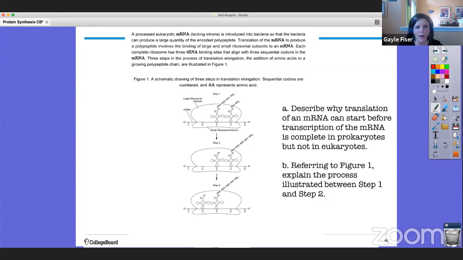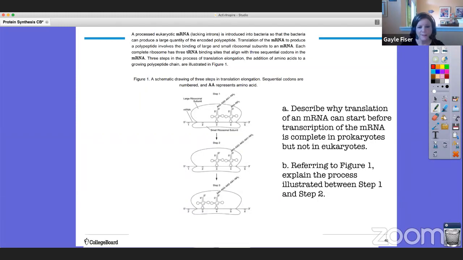A processed eukaryotic messenger RNA lacking introns is introduced into bacteria so that the bacteria can produce a large quantity of the encoded polypeptide. Translation of the messenger RNA to produce a polypeptide involves the binding of large and small ribosomal subunits to messenger RNA. Each complete ribosome has 3 tRNA binding sites that align with 3 sequential codons in the messenger RNA. 3 steps in the process of translation elongation, the addition of amino acids to a growing polypeptide chain, are illustrated in figure 1.